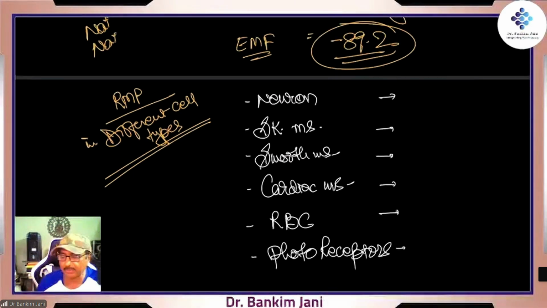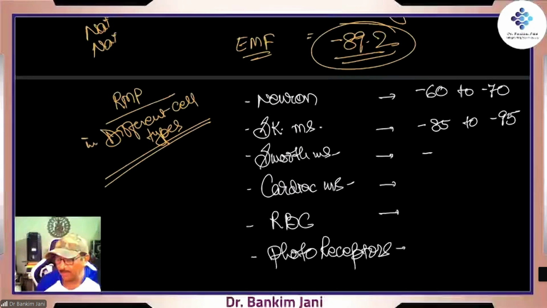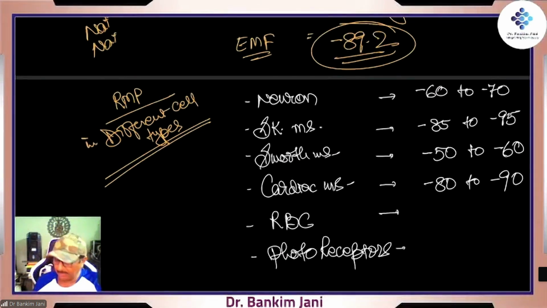For neurons, the resting membrane potential would be -60 to -70. For skeletal muscle, it would be -85. Today we'll be discussing all these things and why these numbers are changing, so you'll have a super concept. For smooth muscle, -50 to -60. Today I'll keep the chat on, and you'll also be able to unmute by yourself, because I really want a very interactive talk between you and me. At times, if needed, I'll pinpoint that he or she has to answer. Then for cardiac muscle, -80 to -90.